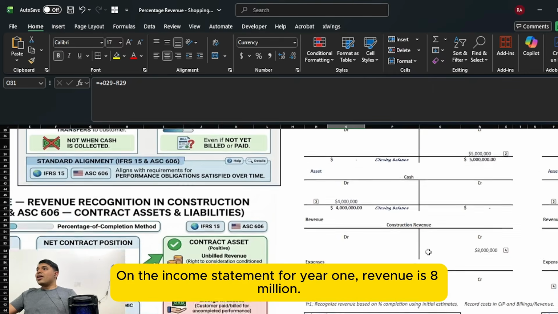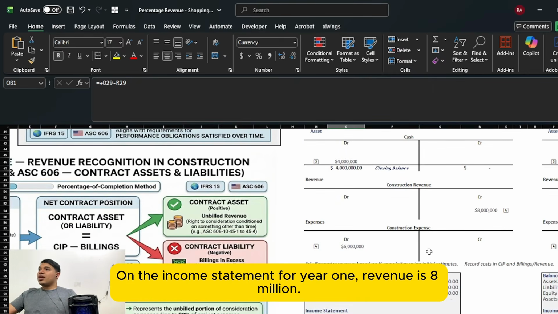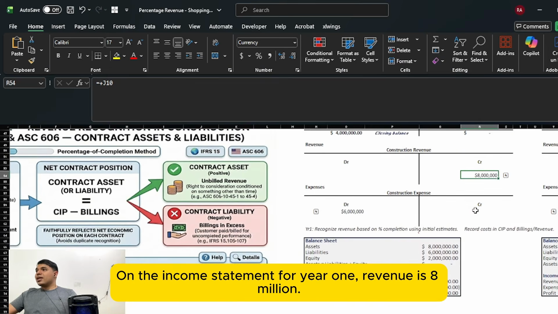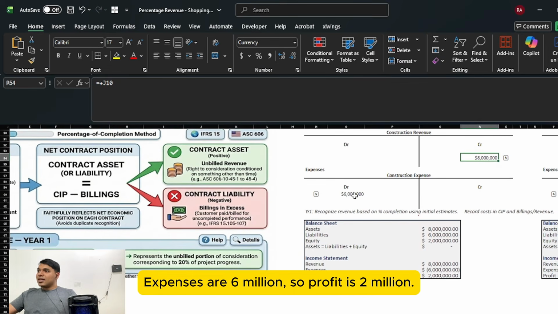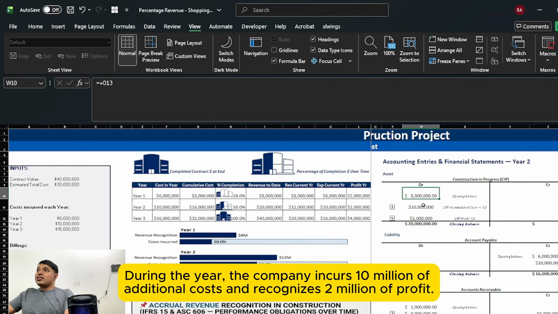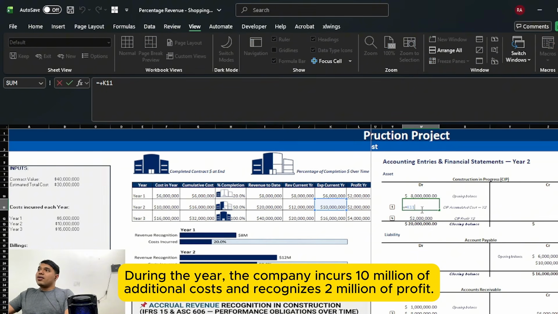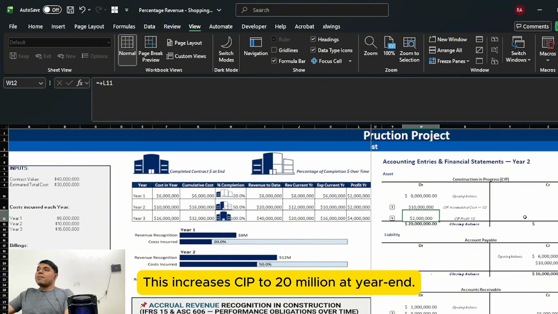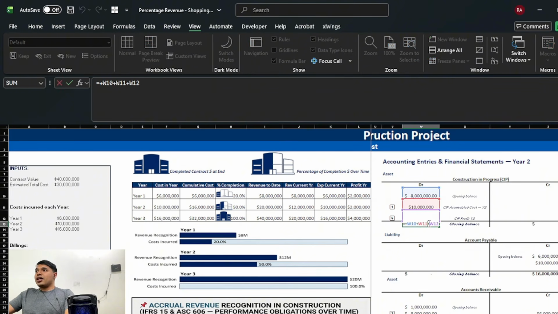On the income statement of year 1, revenue is $8 million. Expenses are $6 million. In year 2, CIP starts with an opening balance of $8 million. During the year, the company incurs $10 million of additional costs and recognizes $2 million of profit. This increases CIP to $20 million at year end.